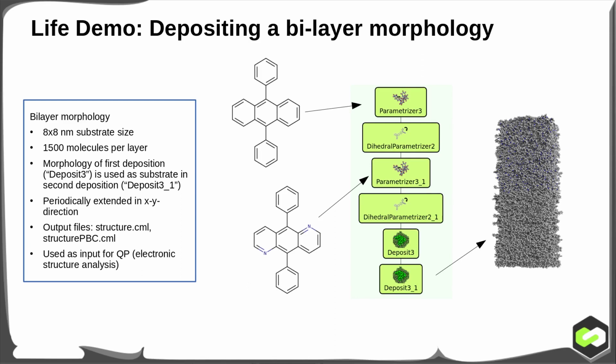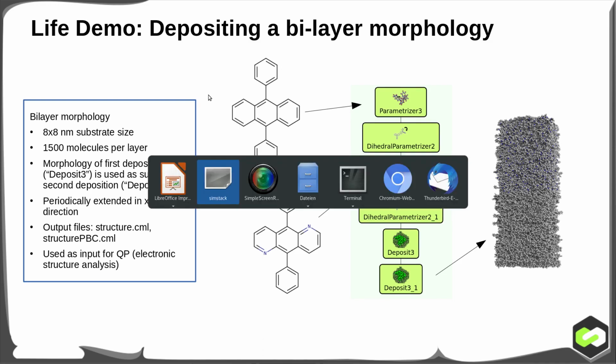In the following, I'm going to show you how to deposit a bilayer morphology of this emission system we are looking at with SimStack. What we need to do is to run basically all the modules for both molecules. So we start with the Parameterizer and Dihedral Parameterizer module for the molecule DPA, then continue with the Parameterizer module and Dihedral Parameterizer for DPPQ, and plug each input in one of the deposition modules. We start with the deposition of DPA and then deposit DPPQ on top, resulting in this interface morphology.